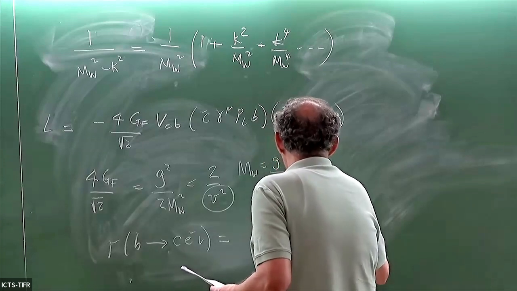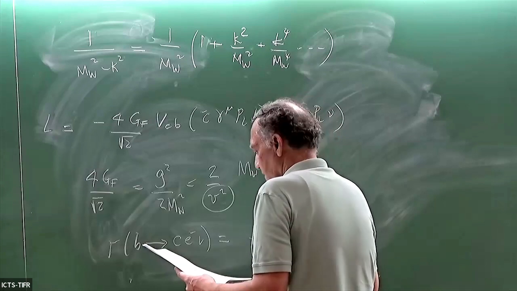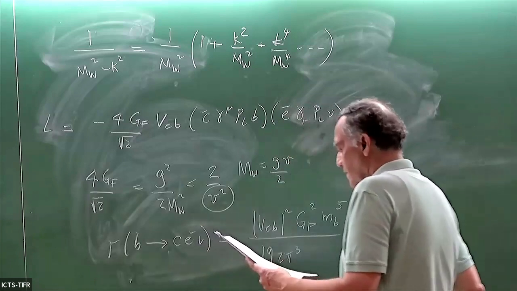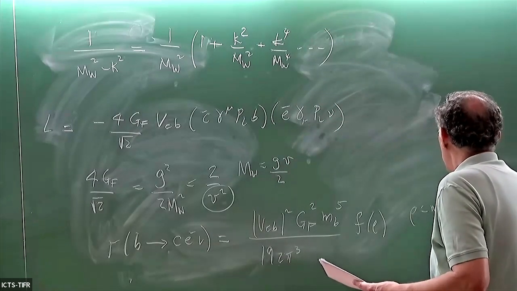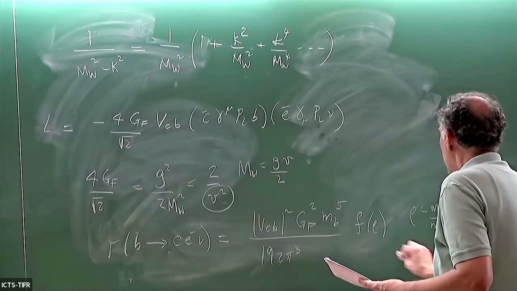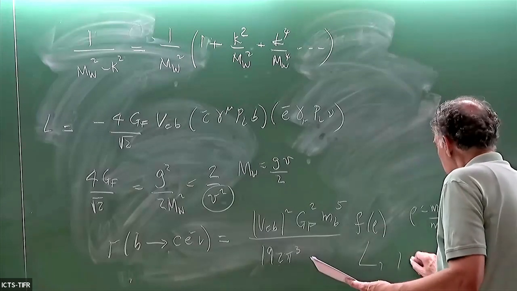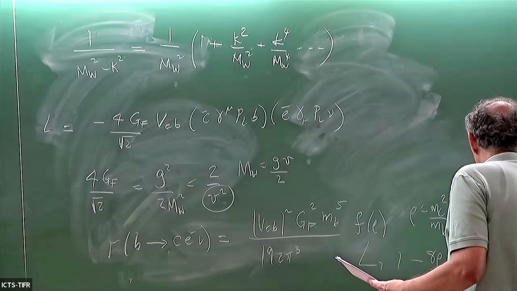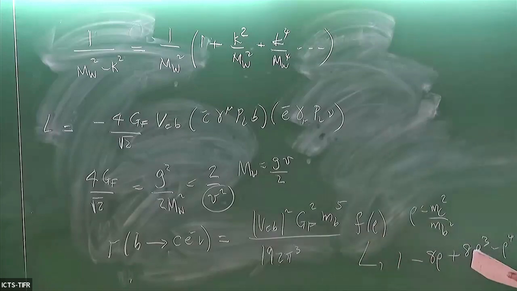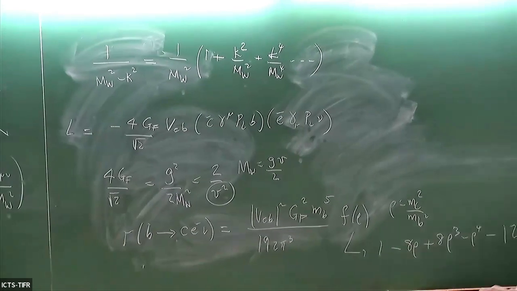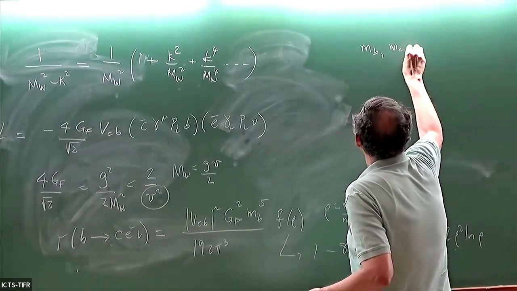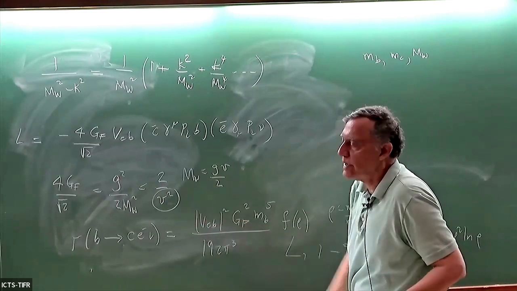Okay, if you haven't done this ever, you should at least do the muon decay version of this. Then you get a function which I'll call a function of rho. Rho is m_c squared over m_b squared, and f of rho is 1 minus 8 rho plus 8 rho cubed minus rho fourth minus 12 rho squared log rho. Okay, so what has happened is when we calculate this decay rate, it's a function of m_b, m_c, M_W, and just pretend the electron is massless.